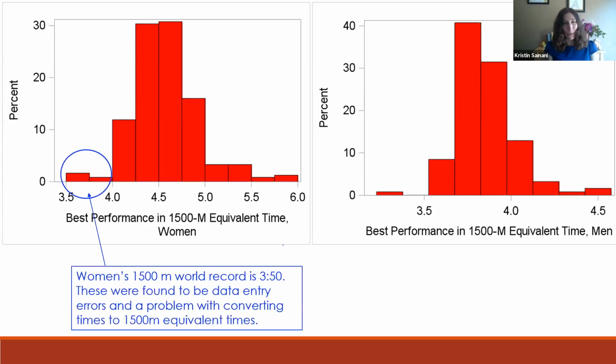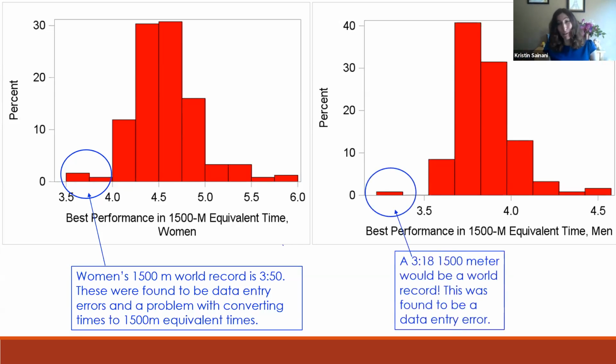For example, I have 3 women who are under 4 minutes for their 1,500 meter equivalent time. Well, the world record for women is 3:50. So I thought, that doesn't seem right. So I checked, and we did have a data entry error, and the conversion formula was applied incorrectly in 2 cases. And then same with the men. There was a 3:18 1,500 meter equivalent time, which would be a world record. So obviously something's wrong there. And so I went back and got that fixed as well.